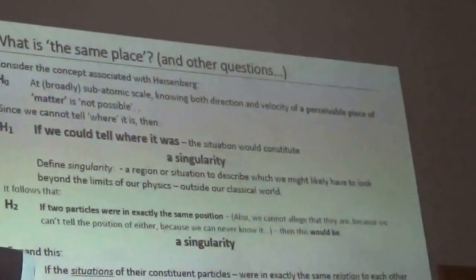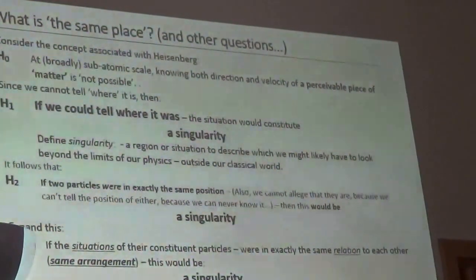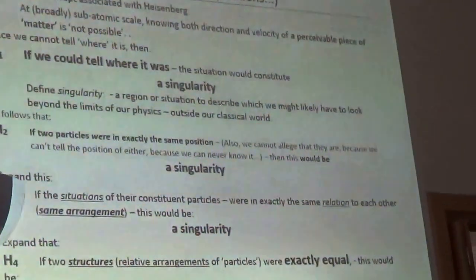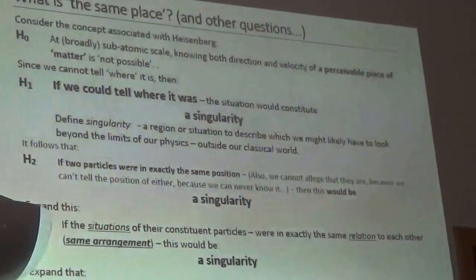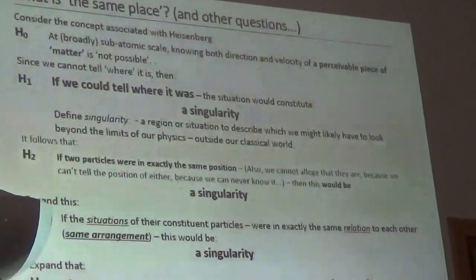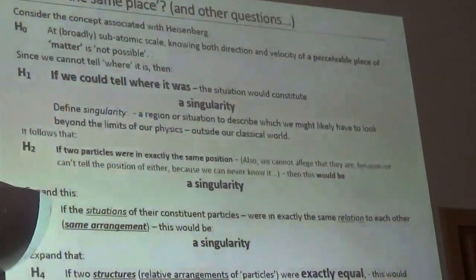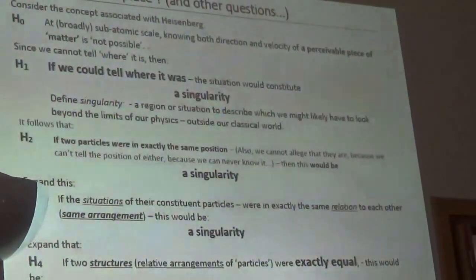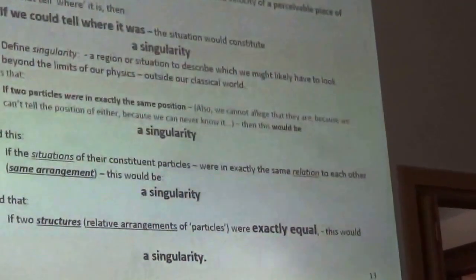He looks at what is the same place. He starts off with Heisenberg. He says, at a subatomic scale, knowing, I'm not going to get this absolutely right physically, but he says, knowing both direction and the velocity of a perceivable piece of matter is, quotes, not possible, not practicable, not highly probable. And then, since we can't tell where it is, if we could tell where it was, that itself would be a singularity, because we can't tell where it is. Now, defining singularity as a region or situation to describe which we might likely have to look beyond the limits of our physics, outside our classical world. That's a singularity. It's the end of our physics. It's where the window is. You have to jump out. That's interesting.